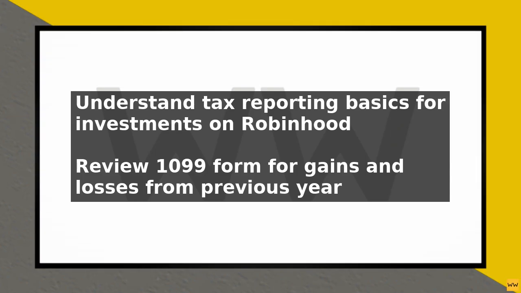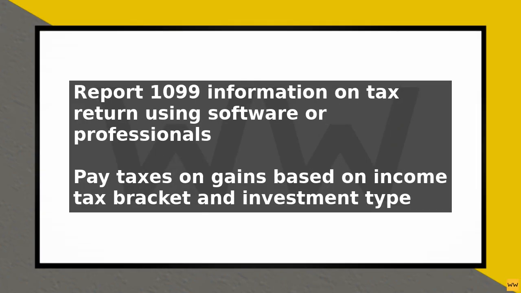Next, you will need to report the information from your 1099 form on your tax return. You can do this by using tax software such as TurboTax or H&R Block, or by working with a tax professional. If you have gains from your investments, you will need to pay taxes on those gains. The tax rate will depend on your income tax bracket and the type of investment. For example, if you sold stocks for a gain, you will need to pay capital gains tax.